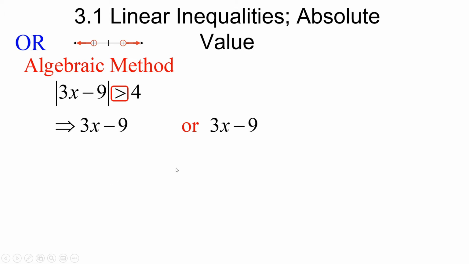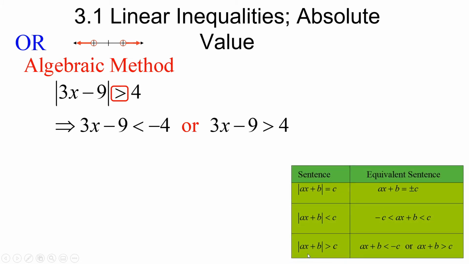Now, doesn't this imply that whatever is within the absolute value, 3x minus 9, it could be less than the negative 4, or 3x minus 9 could be greater than the positive 4. Now let's check that with our little cheat sheet from algebra. So we just did this one right here. The absolute value of ax plus b is greater than c implies ax plus b would be less than the opposite of c, or ax plus b could be greater than c. And we've just done this right here.